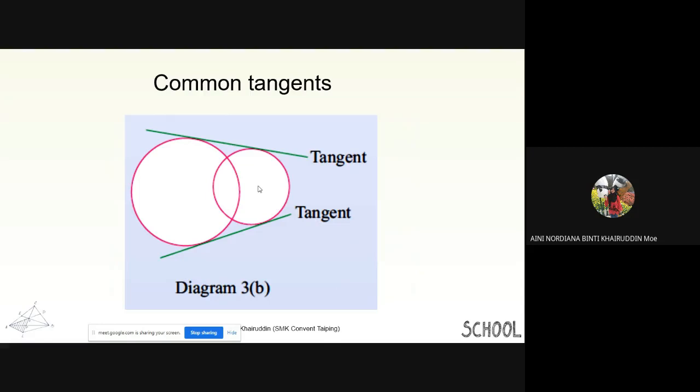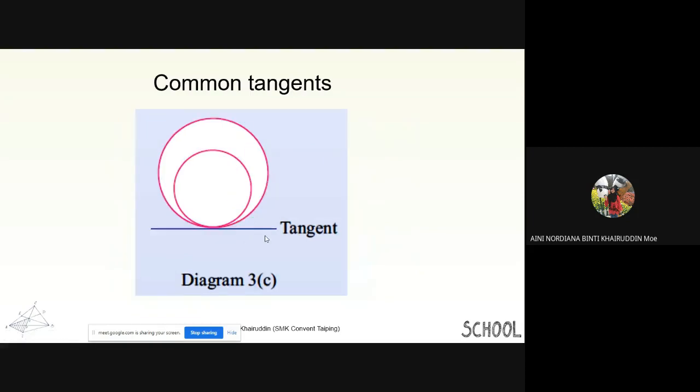Kalau dia melekat, dia akan ada 3 tangents, 3 common tangents. Kalau dia overlap macam ni ataupun intersect, the 2 circles intersect, hanya ada 2 common tangents. Okay, kalau dia duduk dalam je, duduk dalam maksudnya small circle adalah subset, duduk kat dalam big circle kan. Only 1 tangent. Only 1 common tangent.